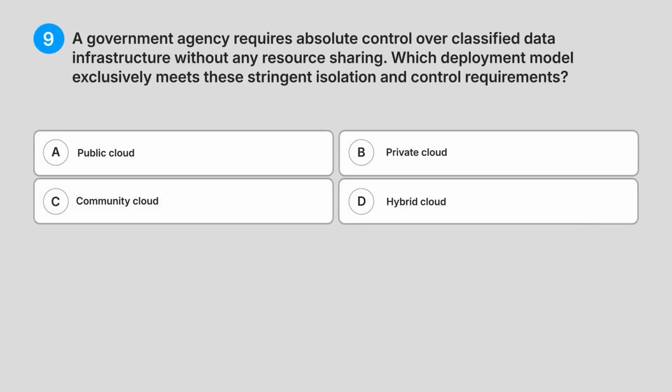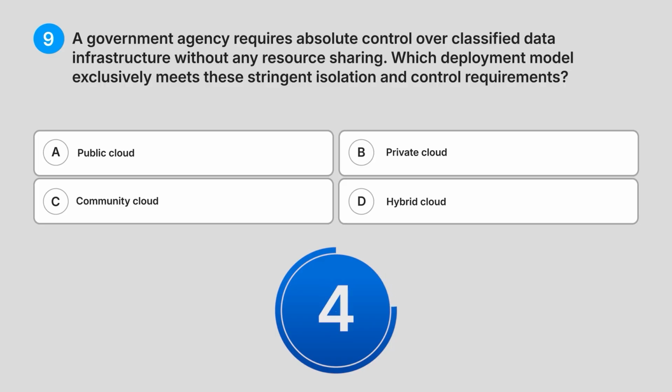9. A government agency requires absolute control over classified data infrastructure without any resource sharing. Which deployment model exclusively meets these stringent isolation and control requirements? A. Public cloud. B. Private cloud. C. Community cloud. D. Hybrid cloud. Can you guess the answer?